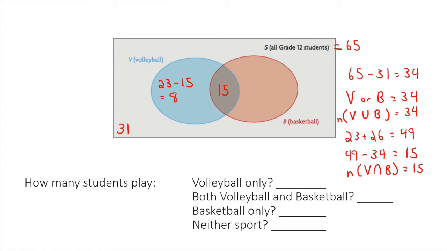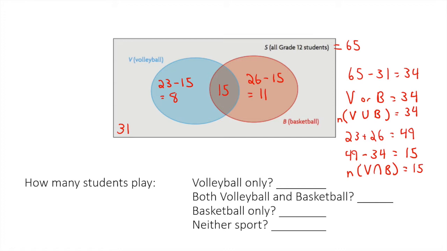If we do the other one, we can see that there are 26 people that play basketball. We don't want to include the number of people that play both volleyball and basketball because we want to know the number of people that play basketball only. And we get an answer of 11. And so this is the number of people that just play basketball.